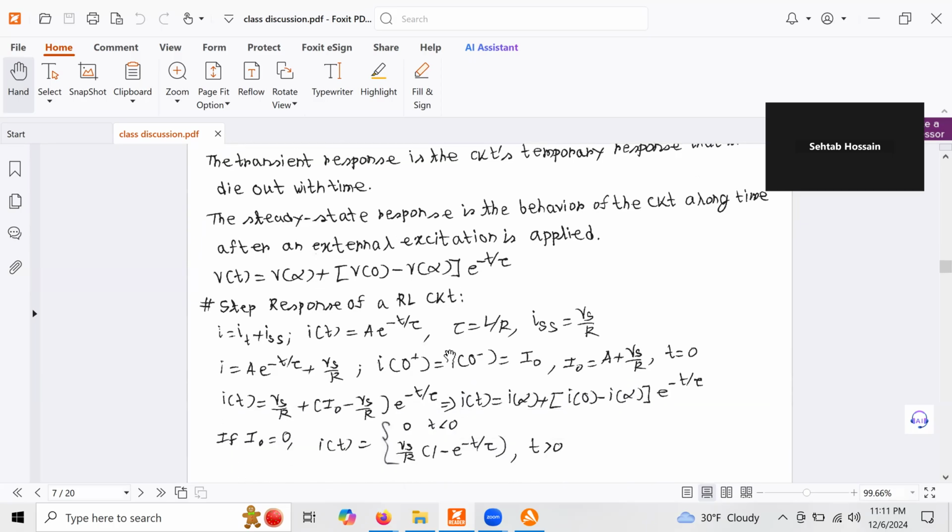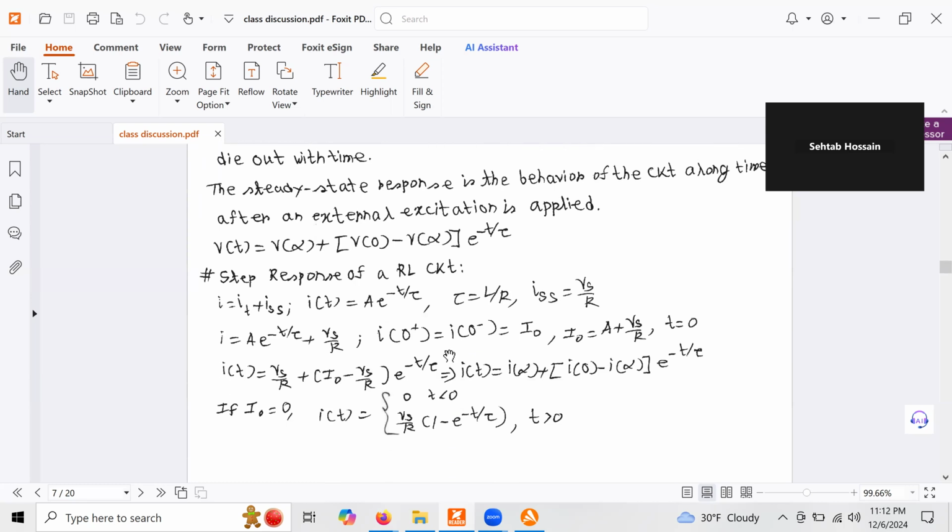Okay, let's look at the step response of an RL circuit. It will be the same for an RL circuit. i will be equal to i_t plus i_ss. So i_t is the temporary response, and i_ss is the steady state response. For i_t, we can express it this way: A times exponential minus t over tau, where tau is equal to L over R, and i_ss is Vs over R. So we can write i in this formula.